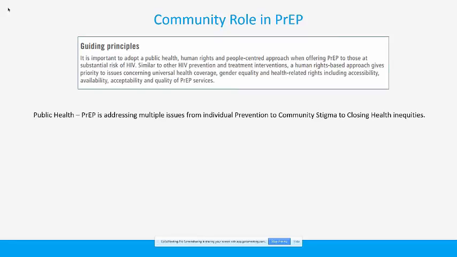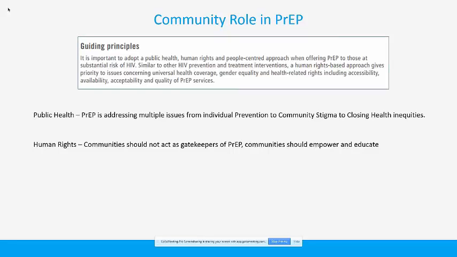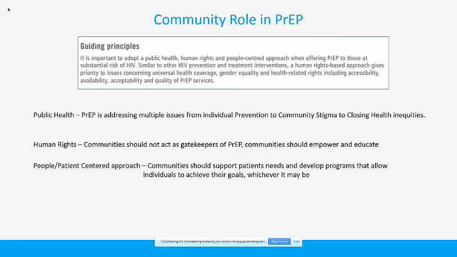The other wording that we find here is human rights, right? And the idea is that communities should not be gatekeepers of PrEP. Communities should empower and educate folks to make decisions about accessing PrEP. We should not be in a position where we're denying people or advising them otherwise if there's no counterindication. And again, I'm talking about a community role. I'm not talking about a provider role, right?